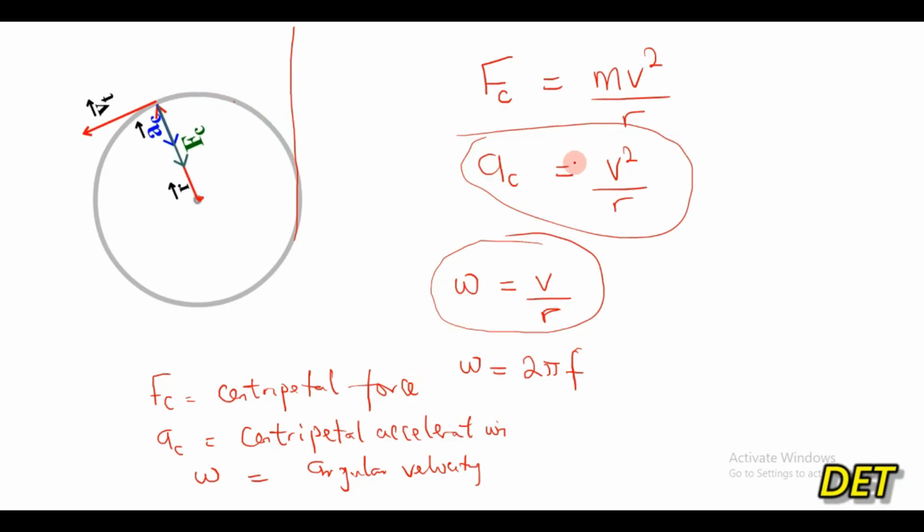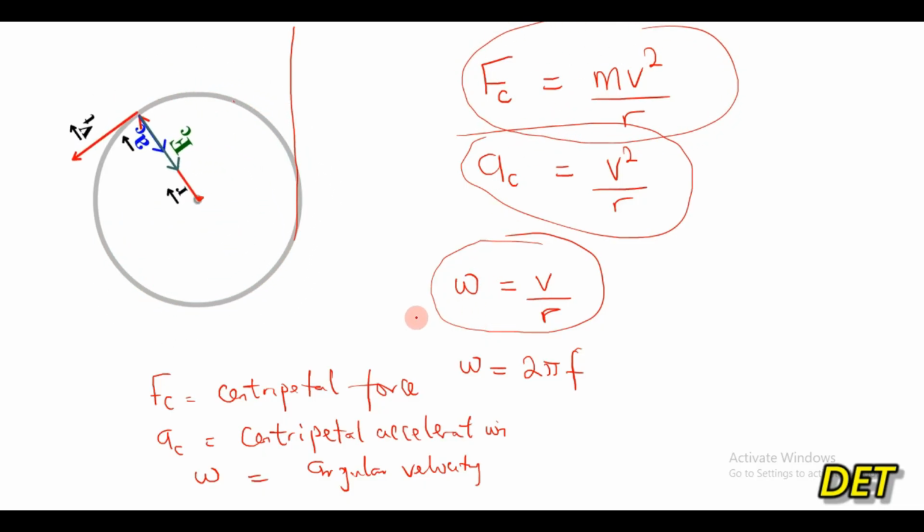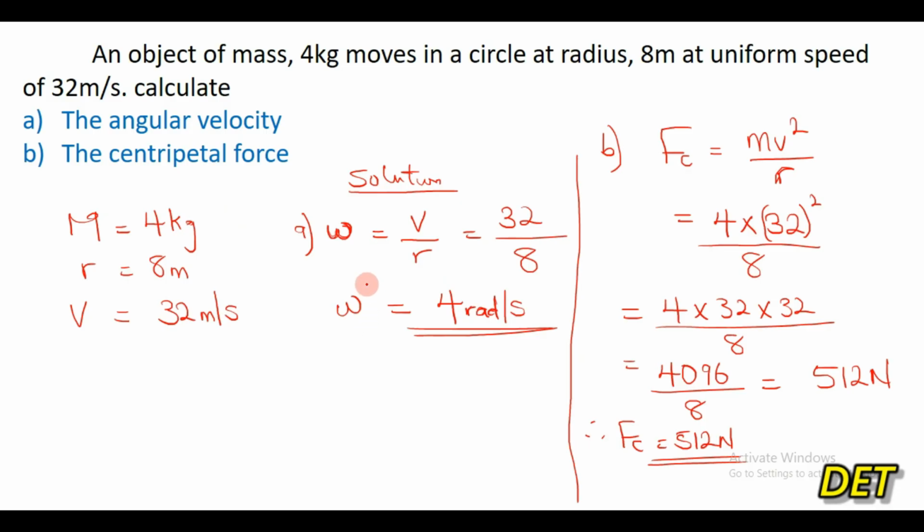And we looked at the various formulas that are important here in this topic. We have centripetal force equal to mv squared over r. Centripetal acceleration is equal to v squared over r, and then the angular velocity is equal to v over r. So these three formulas are very important, right? You have to put them in your head and remember them always. And then we looked at this question, which we solved here.